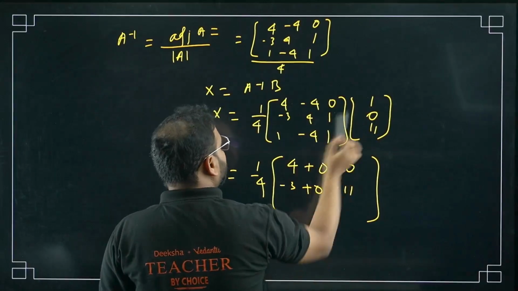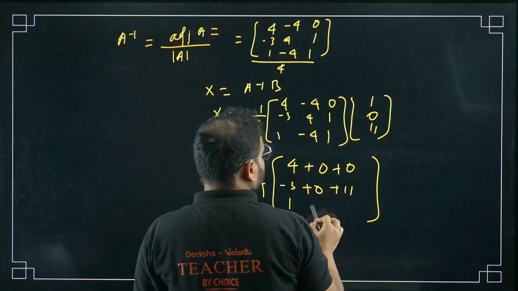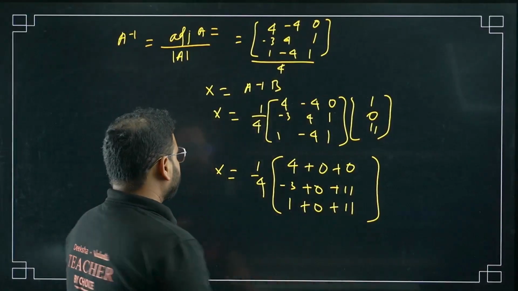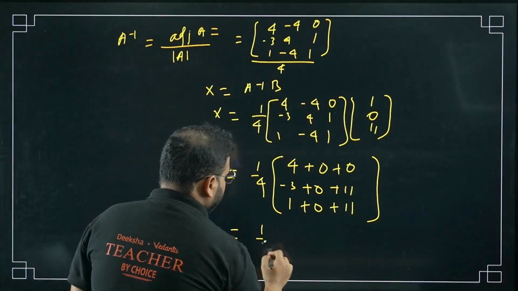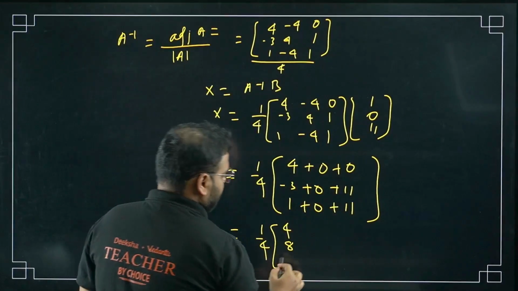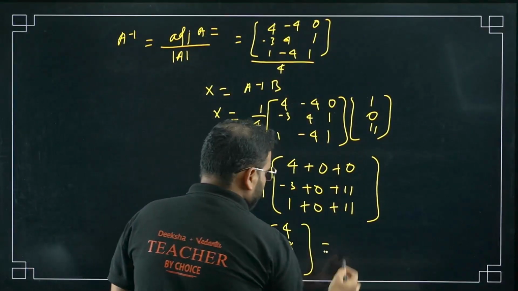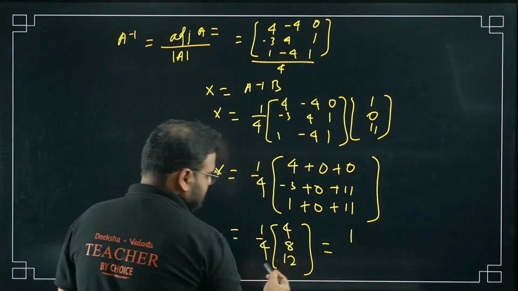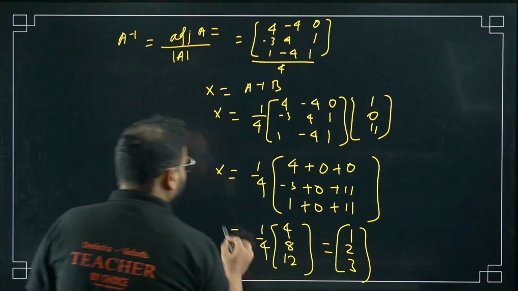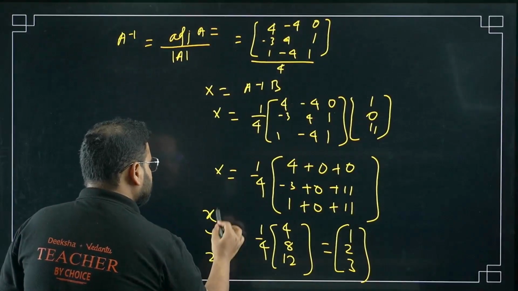Minus 1 into, sorry, 1 into 1 is plus 1, minus 4 into 0 is again 0, and 1 into 11 is simply plus 11. What I'm getting now is 1 by 4 times of 4 plus 8 and 12, giving me the answer: first one will be 1, then 4 to the 8, and then 3. So 1, 2, 3 is the value of my x, y and z.